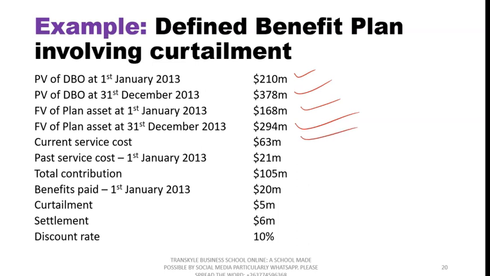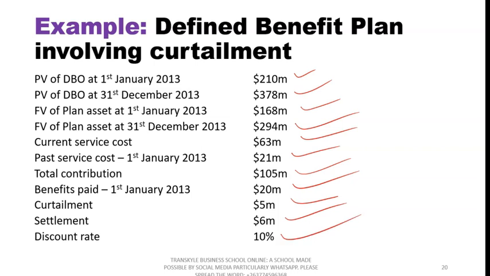So this is just the same information. However, we are told that at the start of the year we had past service cost of 21 million and the total contribution is 205. Then the benefits paid at the beginning of the year were 20 million. Then there was curtailment and settlement, and then the discount rate is still 10%.